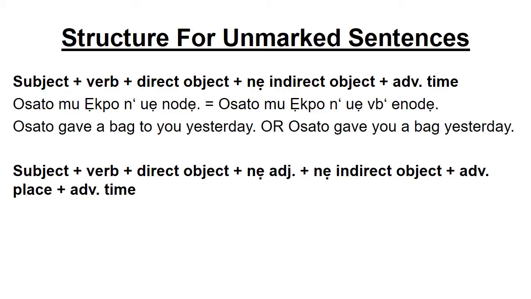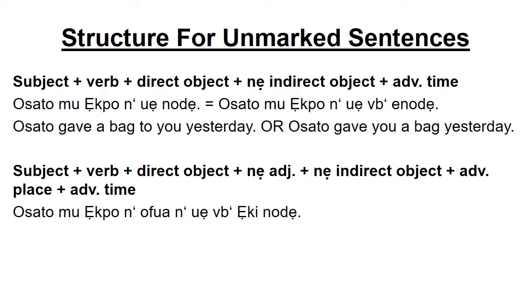Okay. So now we can also add some other adverbs. For instance, because this is an adverb of time, if we have one of place, then we will say that the one of place comes before the one of time. So we'll have a sentence like this: Osato mwebu no fwa nwe veki no de.